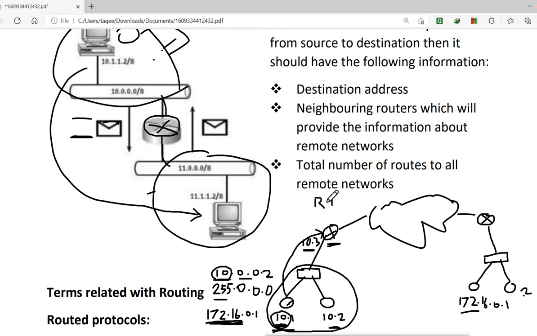All routers have a routing table, and in that routing table they have an entry for all the networks they know. Remember, they have an entry for all the networks they know: the networks connected to the router, and the networks they learn from other routers. Whatever networks they know, they create an entry for in the routing table. Now if the routing table does not have an entry for the network which this machine is asking about, then the router will send the reply as destination host unreachable.